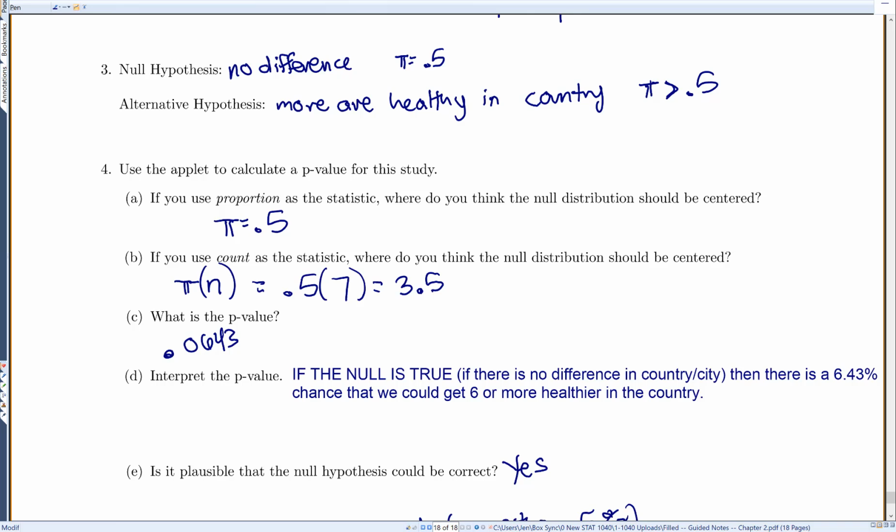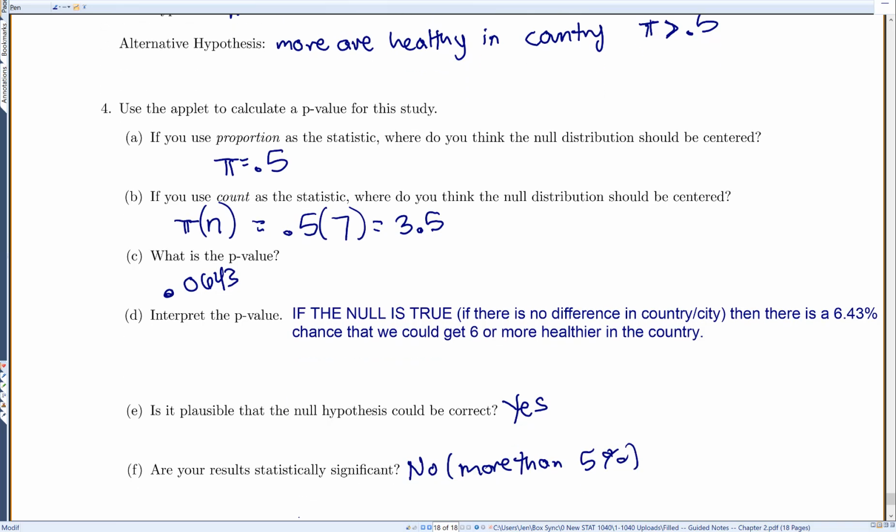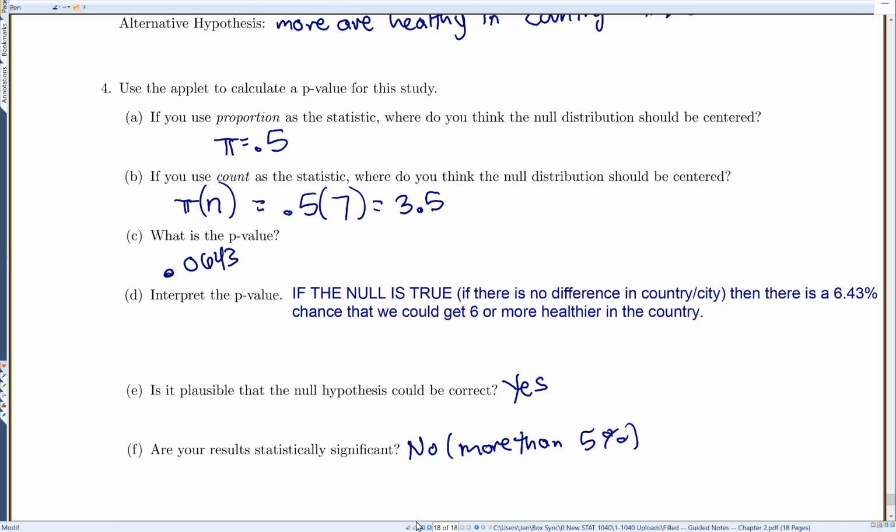So to interpret that p-value, if the null is true, okay, you can put that at the beginning or end of your sentence. Or in other words, if there's no difference in country versus city, then there's a 6.43% chance, I changed it to percentage, doesn't matter, you can do it either way, that we could get 6 or more healthier in the country. Well, that seems pretty plausible. That's over 5%. So yes, my null seems plausible. And we're not statistically significant because we're more than 5%.